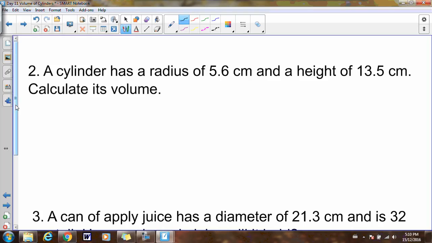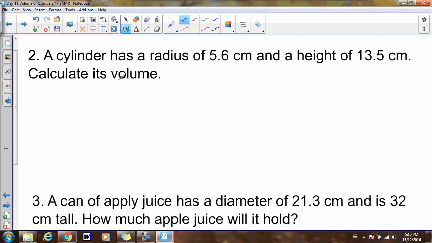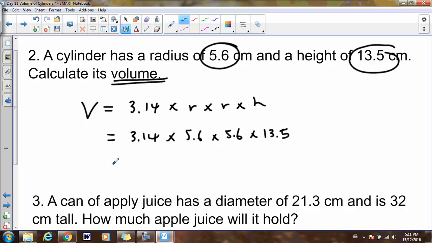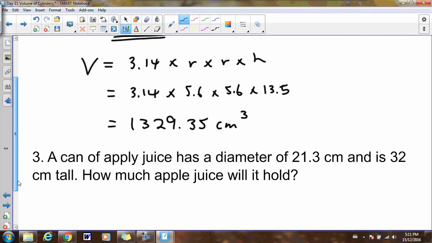Okay? Word problem, perfect. So to calculate the volume is equal to 3.14, right? Same formula, fill it in. The radius right here. The height is 13.5. And the answer is 1,329.35 centimeters cubed. Okay. All right.